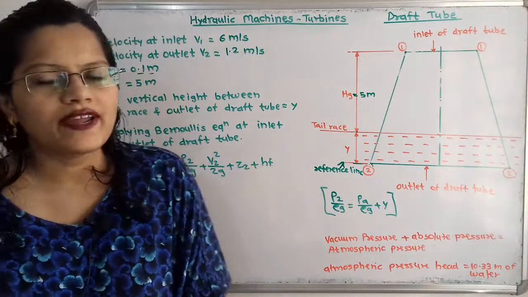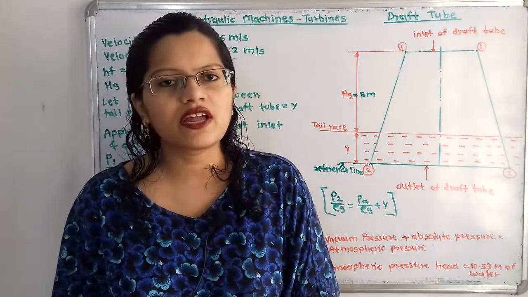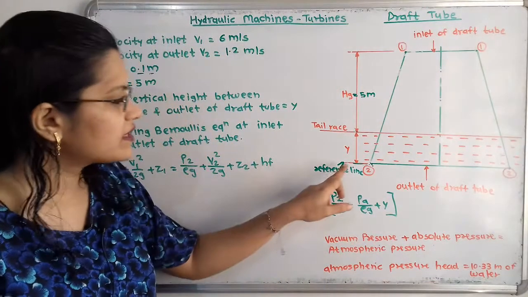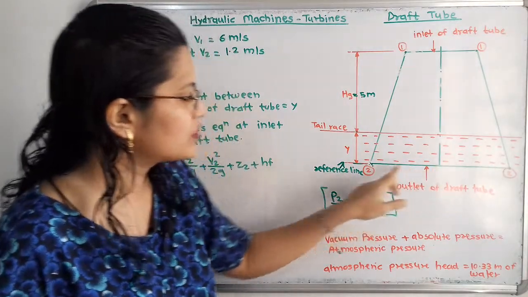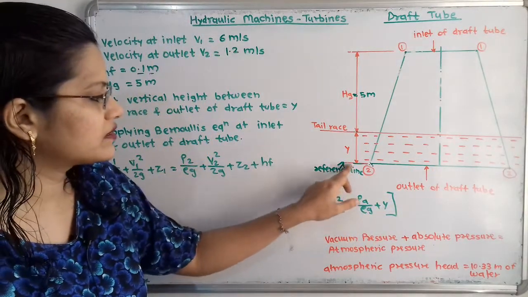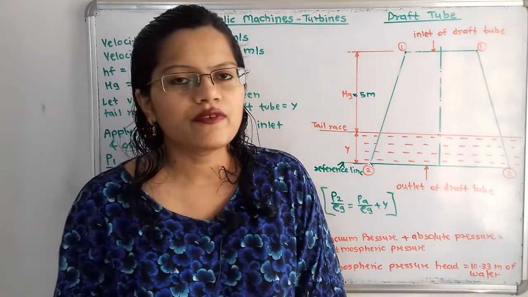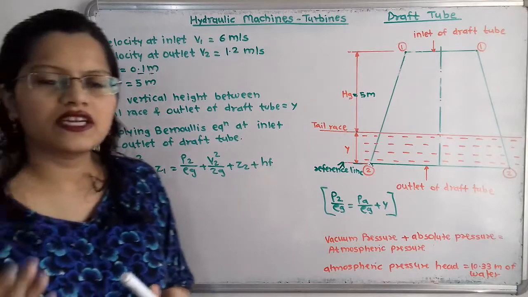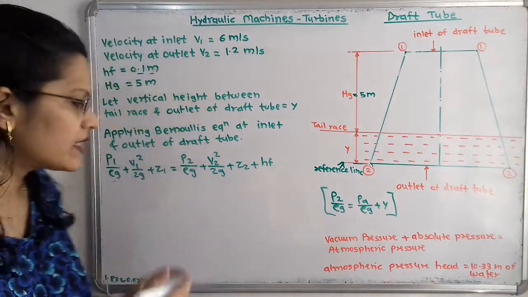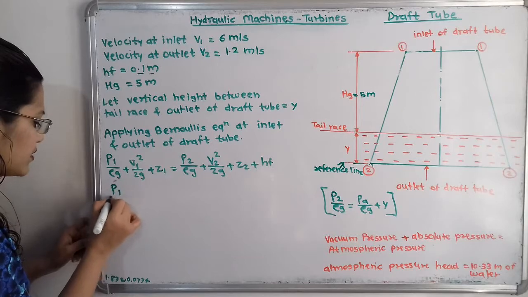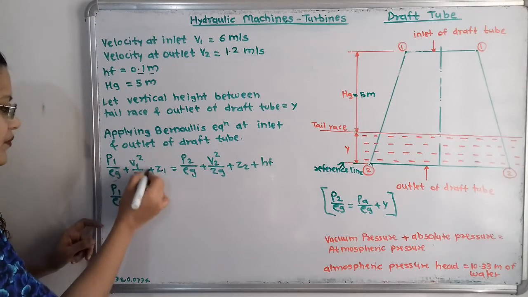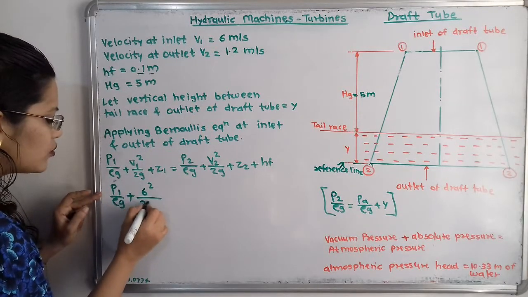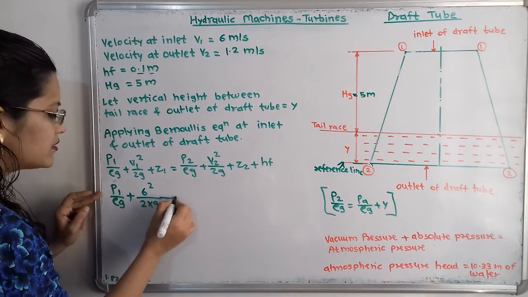Now to find the datum head, that is the values of Z1 and Z2, we have to consider one reference line. So we will consider the reference line passing through the outlet of the draft tube. So here is the reference line. Now we will put in the values. We have to find the pressure head at the entrance, which is P1 by rho g, so we will keep this as it is. That is P1 by rho g plus V1 square by 2g, where V1 is 6, so 6 square by 2 into 9.81, plus Z1.